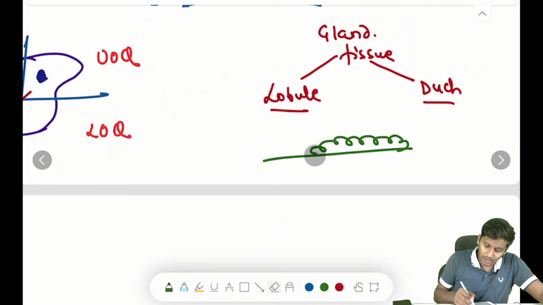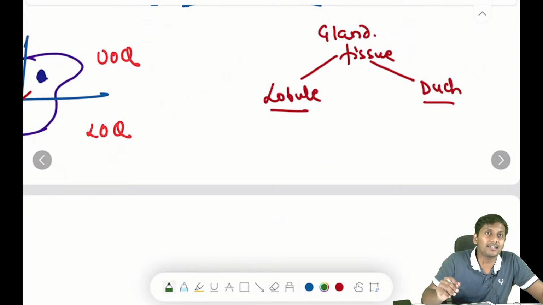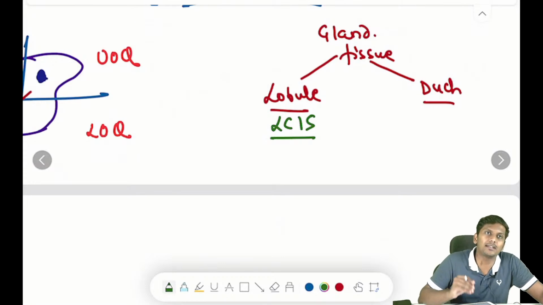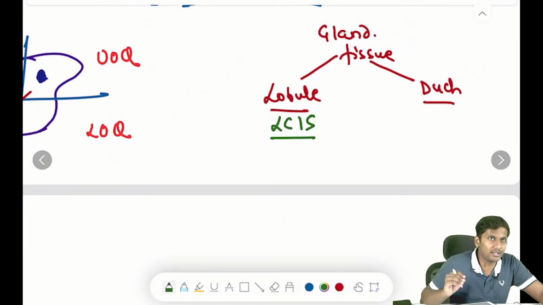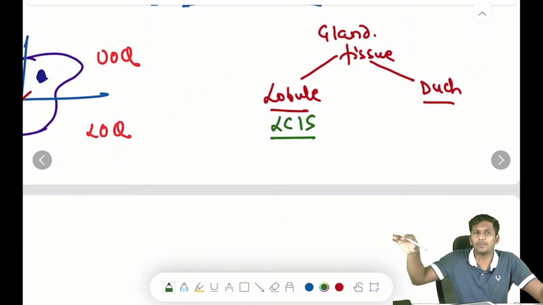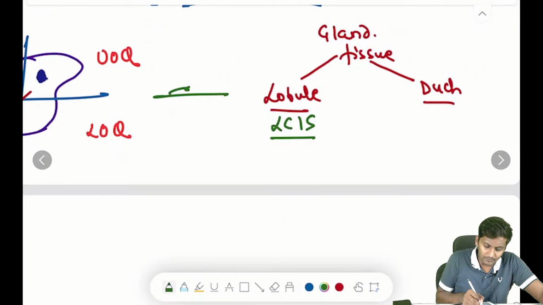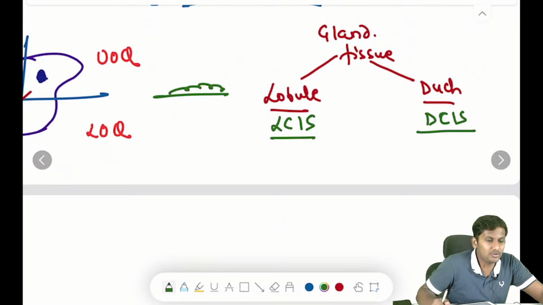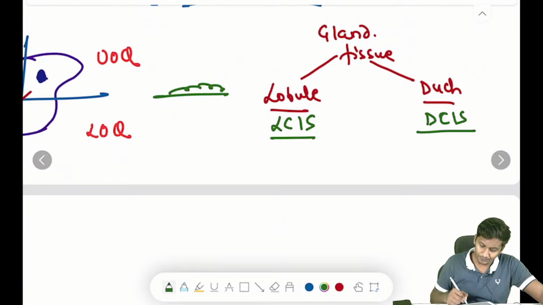Important is, if it is a cancer which arises from the lobule and only grows along the basement membrane, can I call it LCIS, that is lobular carcinoma in situ? Yes, it is called LCIS, lobular carcinoma in situ. Next, if the cancer arises from the duct and grows only along the basement membrane, it does not invade the basement membrane, such a type can be called DCIS. What is DCIS? Ductal carcinoma in situ.